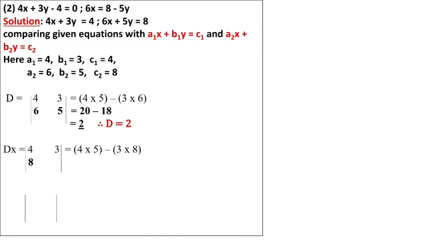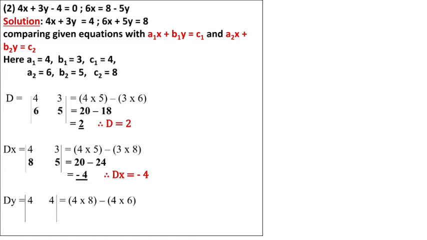For Dx, what will we take? c1, c2 and b1, b2. So c1, c2 is what? 4, 8 and b1, b2 is 3, 5. So again 4 into 5 minus 3 into 8. Here we get 4 5s are 20 minus 3 8s are 24. 20 minus 24 we get minus 4, because 24 is the bigger number and the sign is minus. So Dx value we get minus 4.